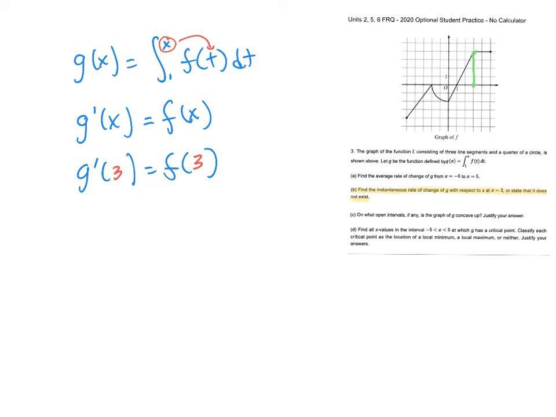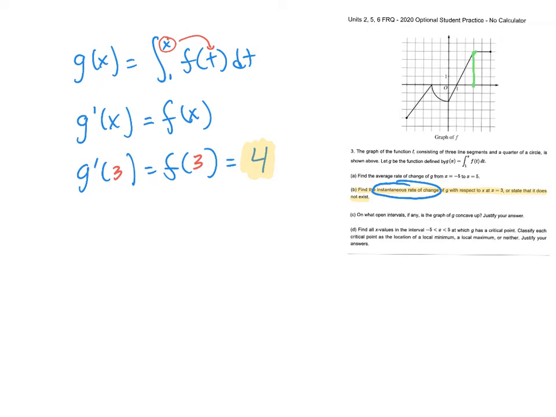The average rate of change, the instantaneous rate of change. Come on, man, you got to say that right. The instantaneous rate of change for function g at x equals 3 is 4.